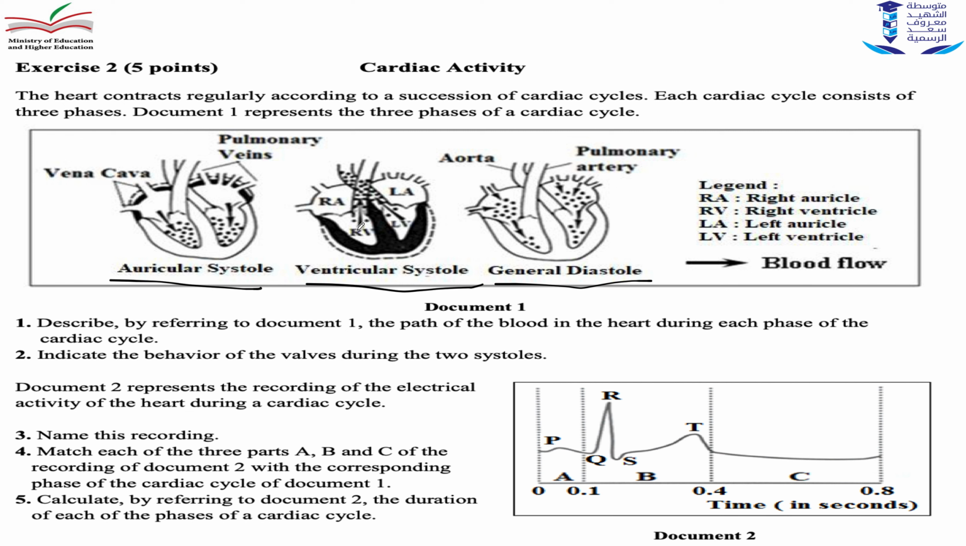Now, during ventricular systole, the blood passes from right ventricle to the outside of the heart through the pulmonary artery and from the left ventricle to the outside of the heart through the aorta. And here you can use the legends: pulmonary artery, aorta, pulmonary vein, vena cava, right auricle.